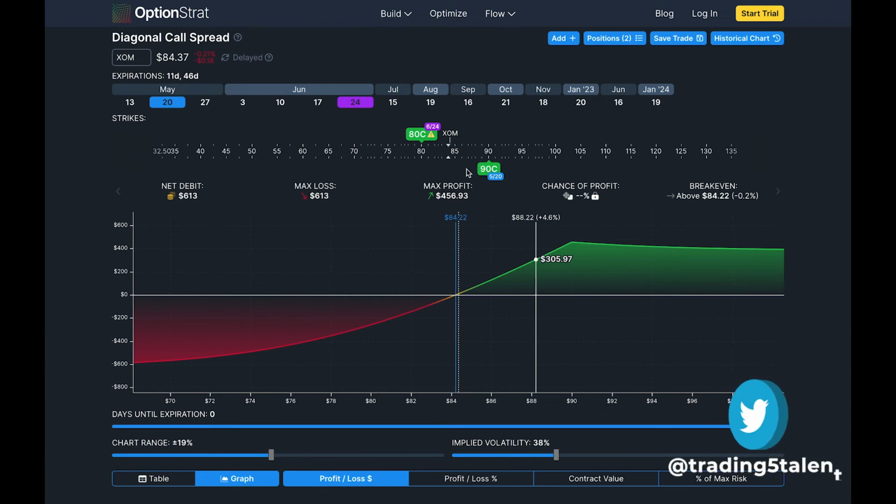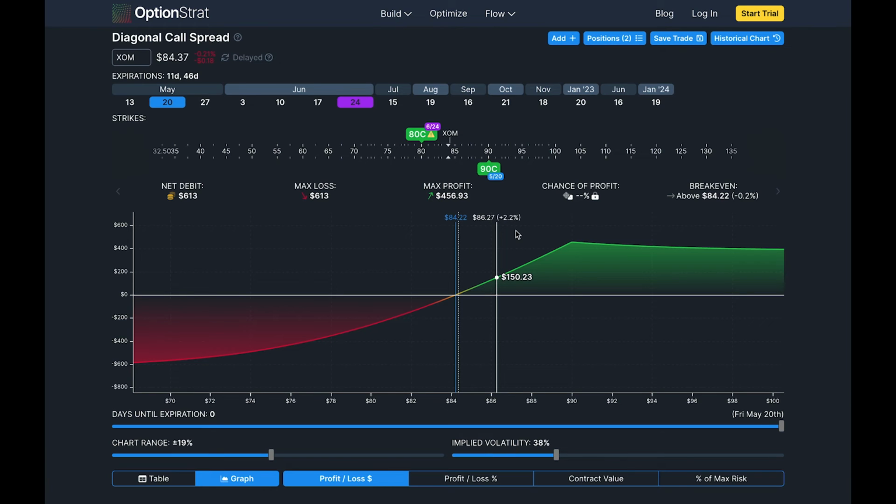But if it goes past this 80 down here on the 80 side, that's when you're going to start losing money. So what you would want is for XOM to get as close to this 90 call as possible, your 90 short call. You can see as we increase and get closer and closer to the $90 price, your profit increases until it peaks right at $90. And that would be your max profit, $456. It says 89 here, but it says your max profit is 456.93. But that's when you're going to get your max profit, if it closes right at 90.